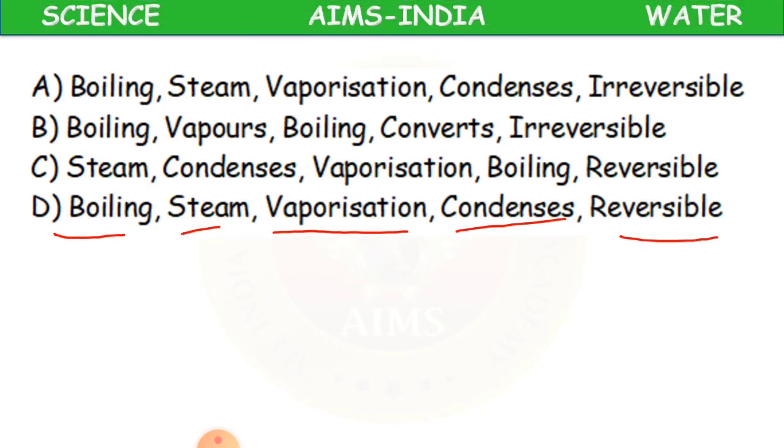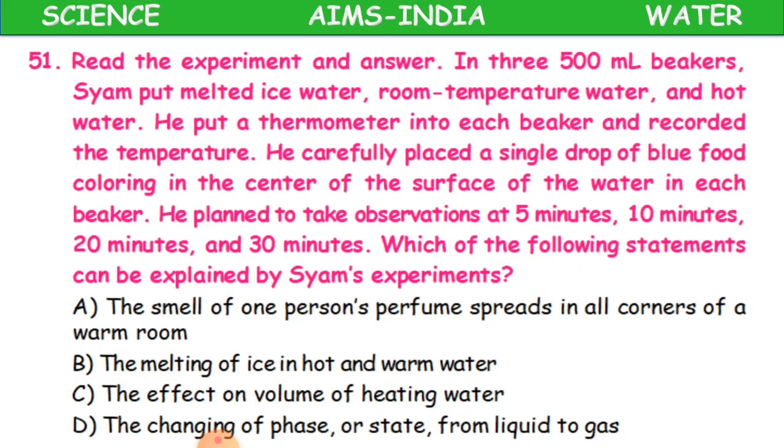Okay children, now we'll go with the 51st question. Read the experiment and answer. So carefully read it, children, and try to understand this question. In three 500 ml beakers, Shyam put melted ice water, room temperature water and hot water. So Shyam has taken three beakers.